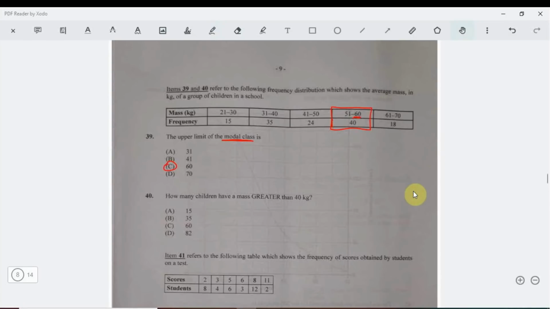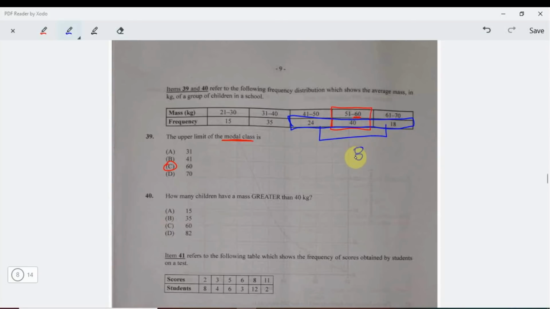Alright, nice. Now it says how many children have a mass greater than 40? Now having a mass greater than 40, let's see, 21 to 30, no. 31 to 40, no. Here's the greater than 40. These are children with a mass greater than 40 kilograms. So we add up these: 24 and 40 is 64. 64 and 18 is 82. So we add up these three numbers, we get 82. So in that case, it's going to be option D.